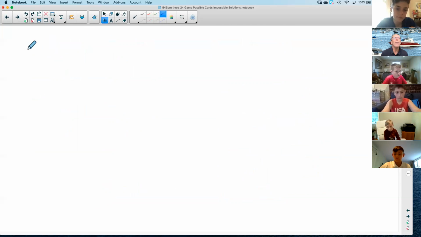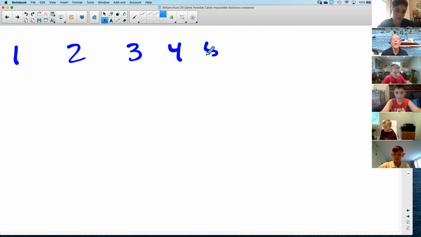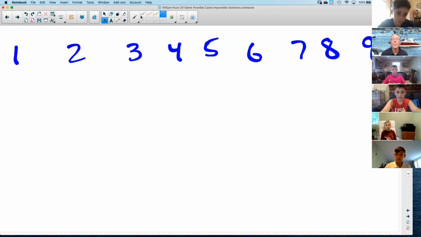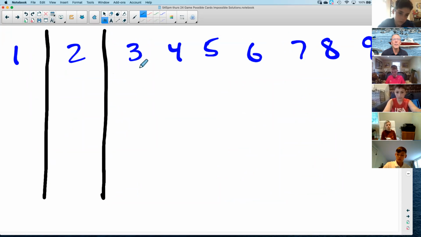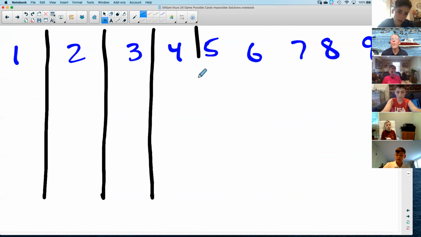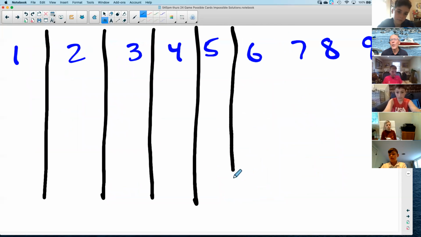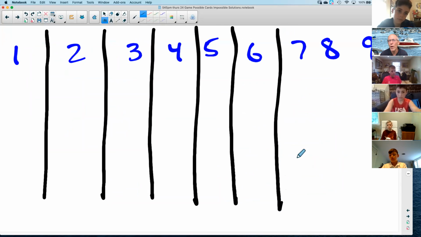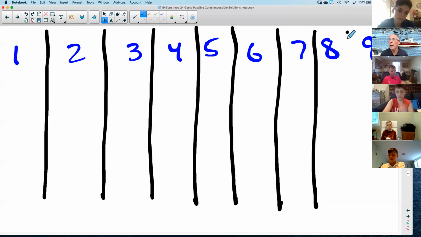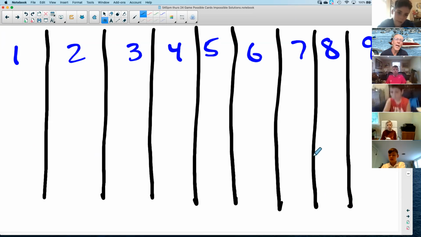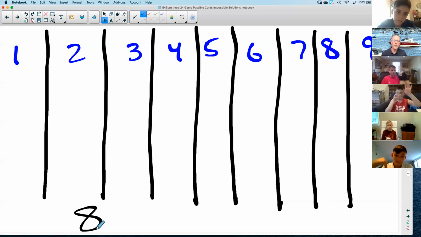But if you have the numbers 1, 2, 3, 4, 5, 6, 7, 8, and 9, and we think, how many ways can we choose 4 numbers? Now, these are called separators. These lines that I'm creating here, who can tell me how many separators I have? 8. Do you guys see 8 separators?